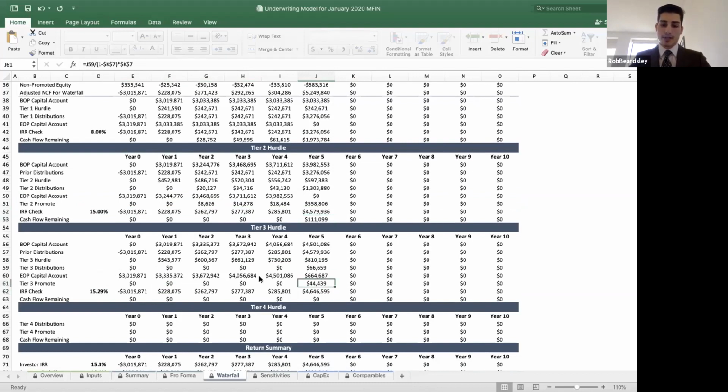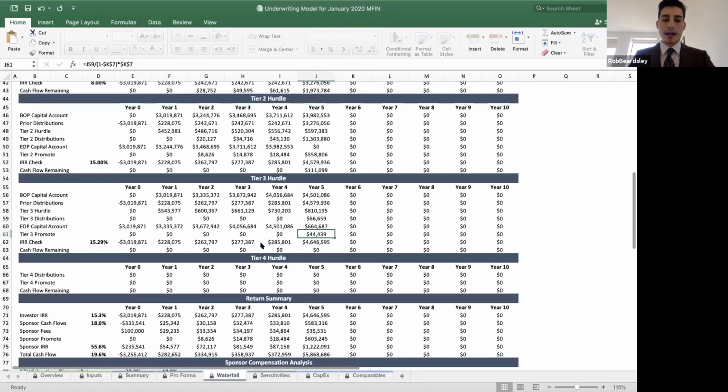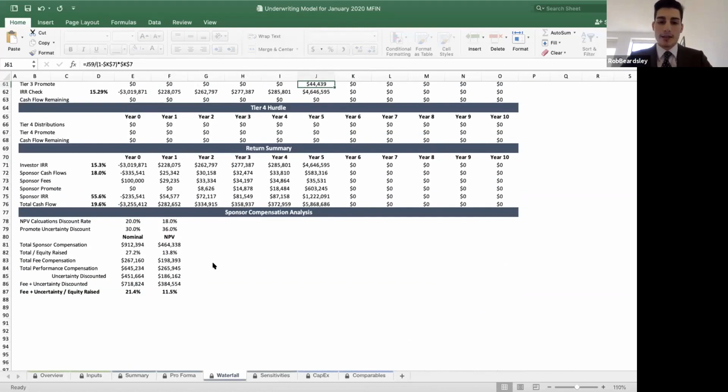So they get the 44%. So we'll play with this more. And I also want to bring to your attention the compensation analysis, because as sponsors, if you're listening to this as a sponsor, different structures are great, but you want to understand, what does this mean?